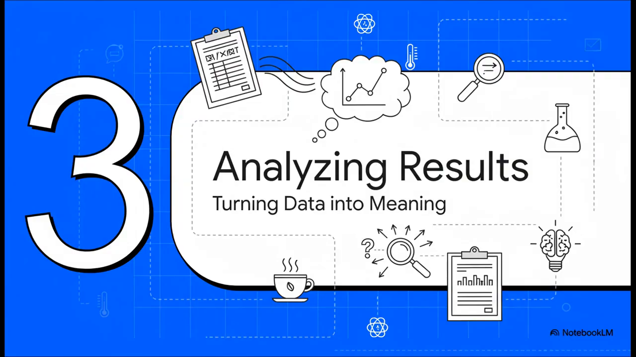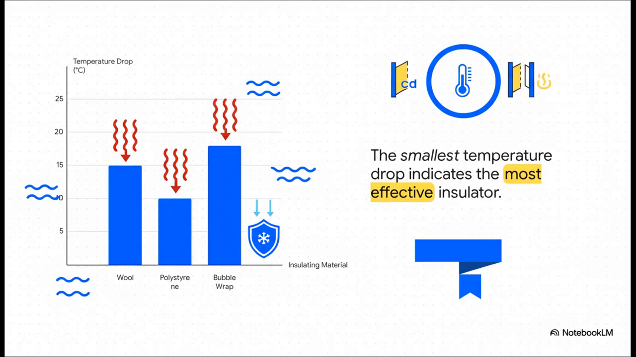Right, so you've done the experiment, you've got a table full of numbers. What now? Well, this next part is all about taking that raw data and turning it into a conclusion that actually means something. A simple bar chart like this is a brilliant way to show your results.